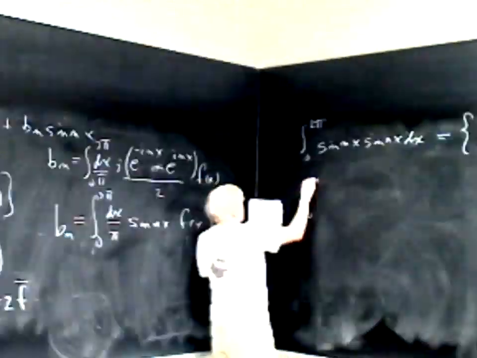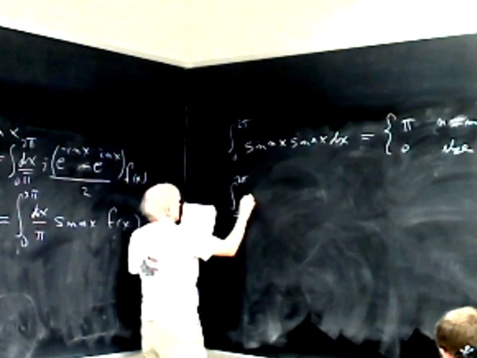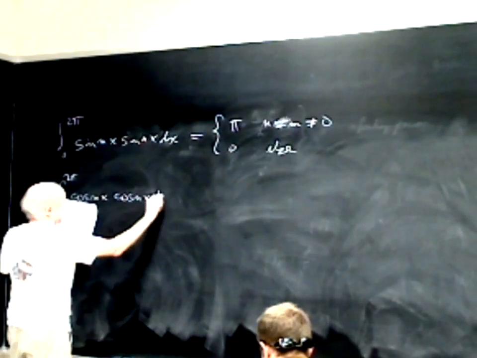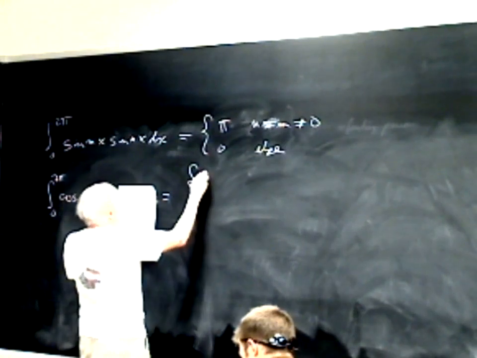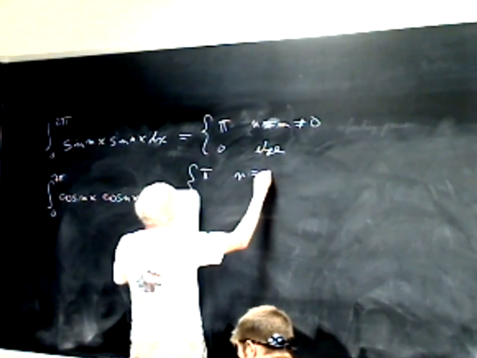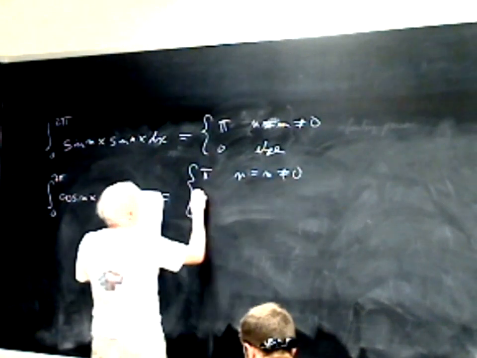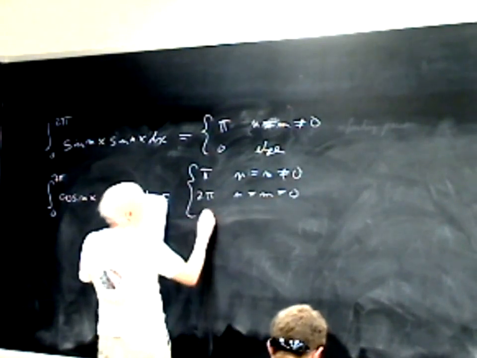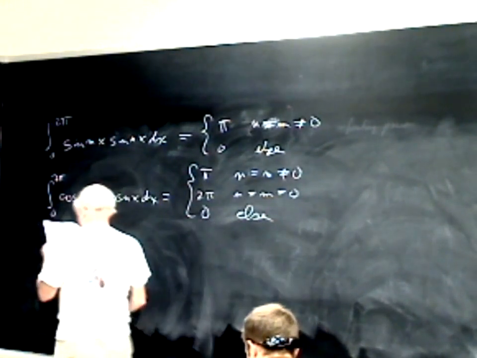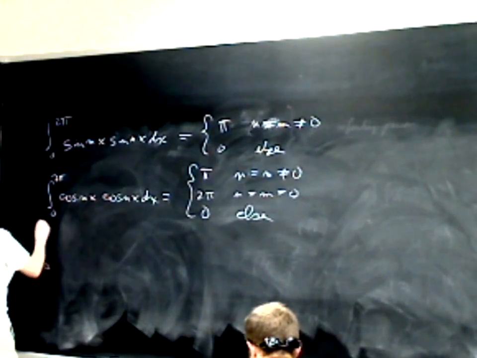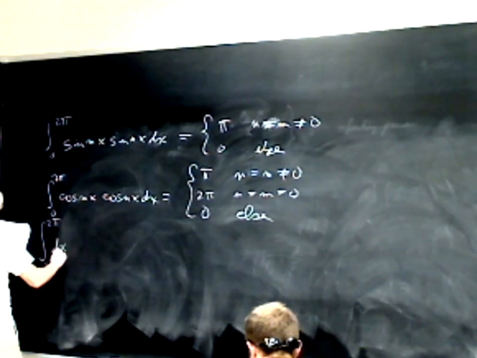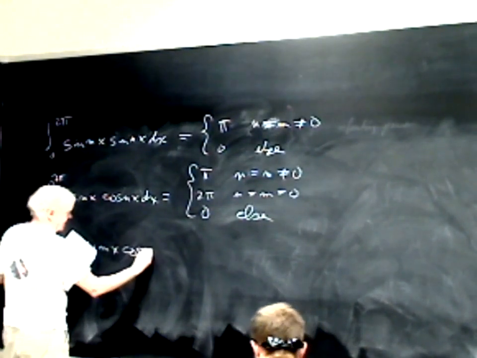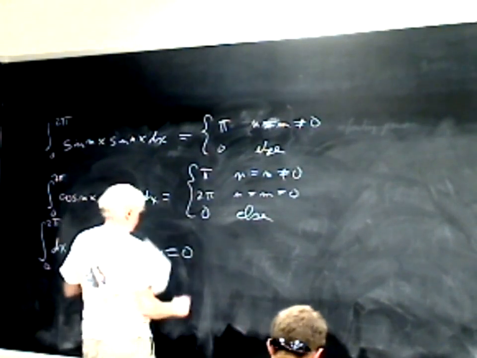Here, the integral 0 to 2 pi cosine mx cosine nx dx equals pi for n equals m not equal to 0, 2 pi for n equals m equals 0, and 0 otherwise. And then finally, the integral 0 to 2 pi dx sine mx cosine nx is simply equal to 0.